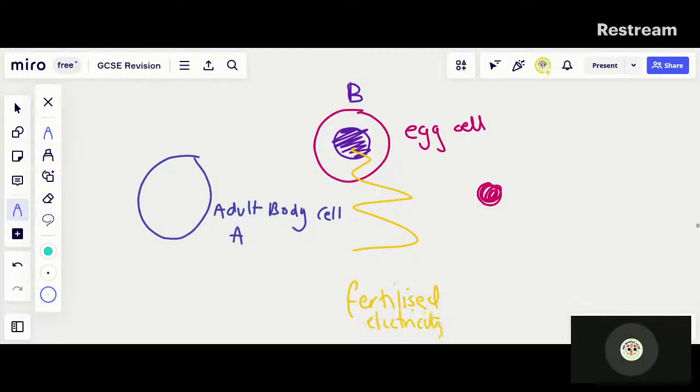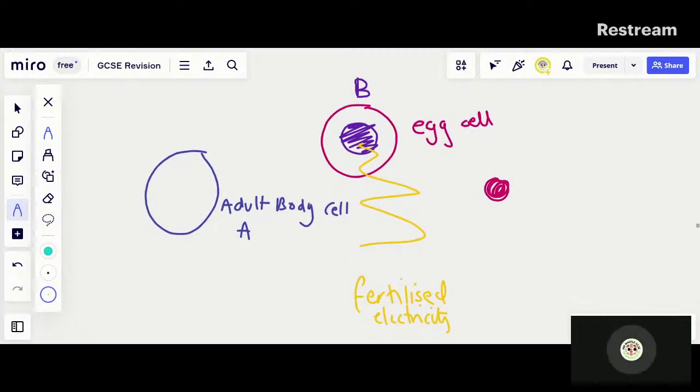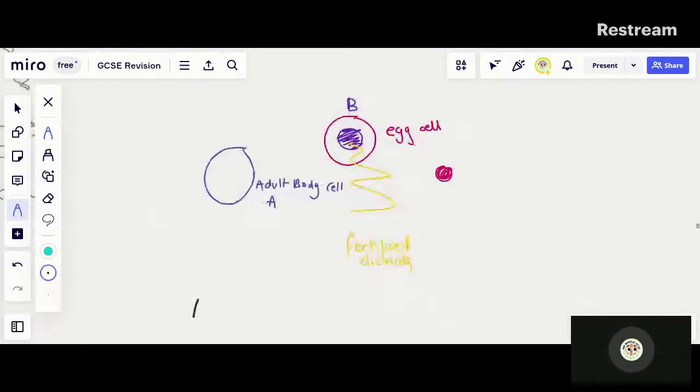Now, this embryo, this ball of cells, can then be implanted inside the womb of the adult female. It grows into a genetically identical copy of the original adult body cell because it has the same genetic information. So, if you've ever heard of Dolly the sheep, this is exactly what happened.